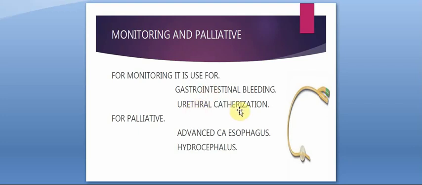Or urethral catheterization. In urethral catheterization, why are you performing it? To remove the urine from the urinary bladder, isn't it. So in that case also you can use a drain. Advanced CA esophagus, already I have mentioned this. Hydrocephalus. Hydrocephalus is actually fluid buildup in the brain cavity. In that case also you will be using a drain. It is actually a type of internal drain.